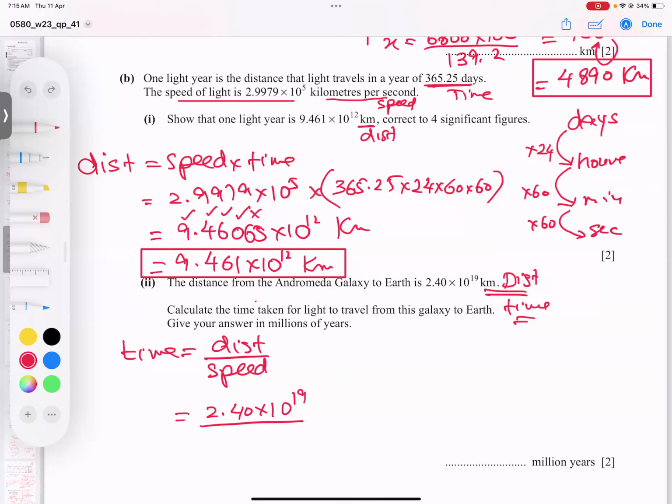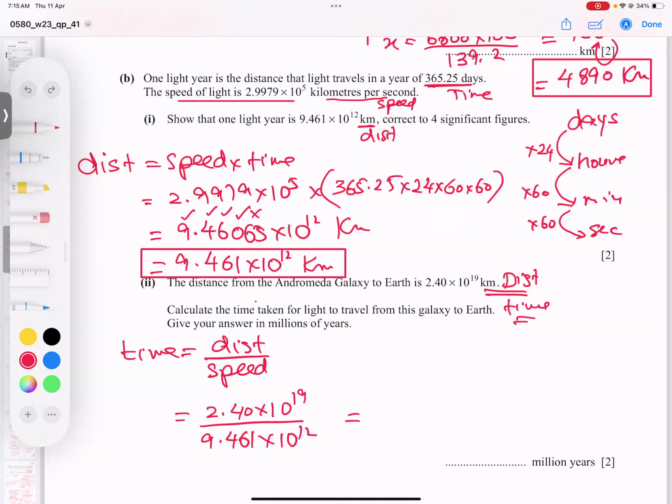I'll tell the logic. What is the logic behind it? 9.461 times 10 to power 12, okay? Because what is he asking us? He's asking that we calculate the time taken for the light to travel from galaxy to Earth, okay? And the distance from the galaxy to Earth is given, this many kilometers. So just convert it and the answer comes in years, because if you look carefully, he's asking in years.